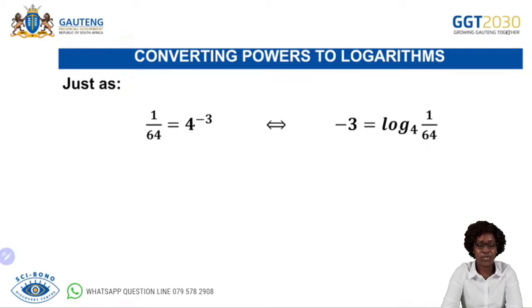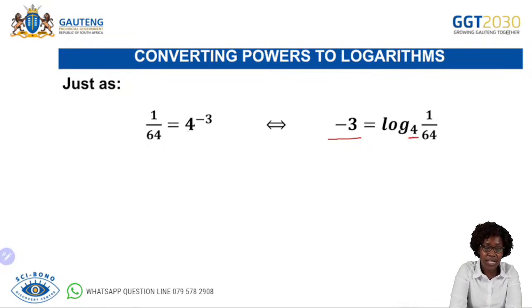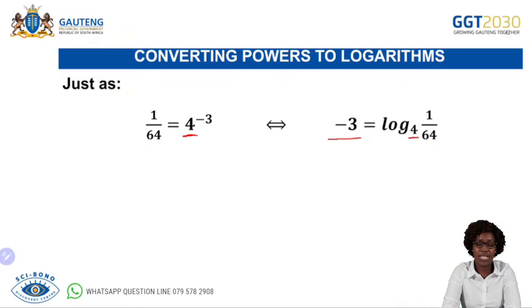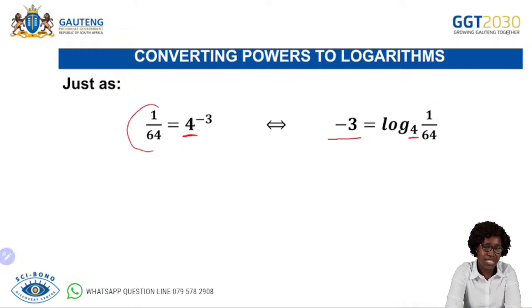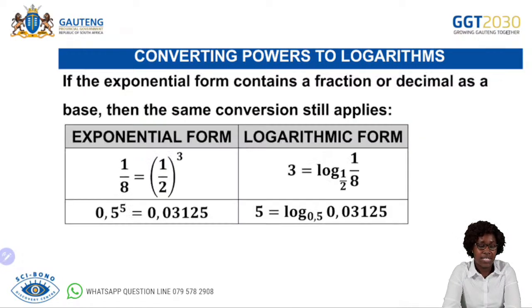When I'm changing this to logarithms, I take the exponent, -3, and say this is equal to the log of the base that you had when you were working with your exponent, and you take the number that you had as your solution. That becomes the number that you put there as your log. So in other words, even if you have a fraction or a decimal as a base, the same conversion will still apply. There are other forms of expressing our logs, but since we are starting to learn, grade 11s, we just need to make sure that we apply the rule that we've just learned.